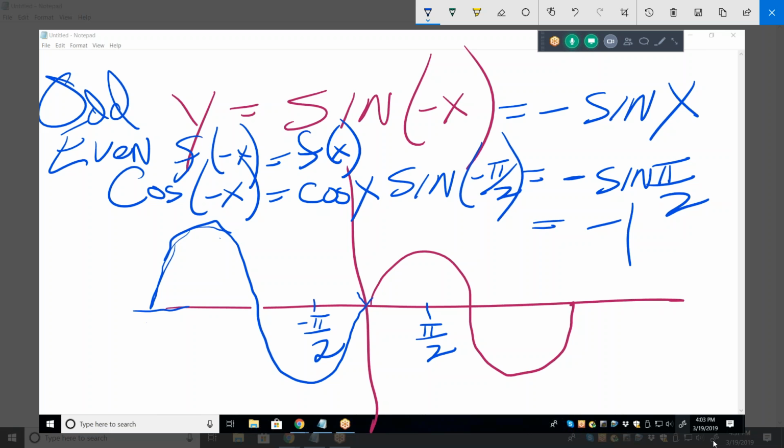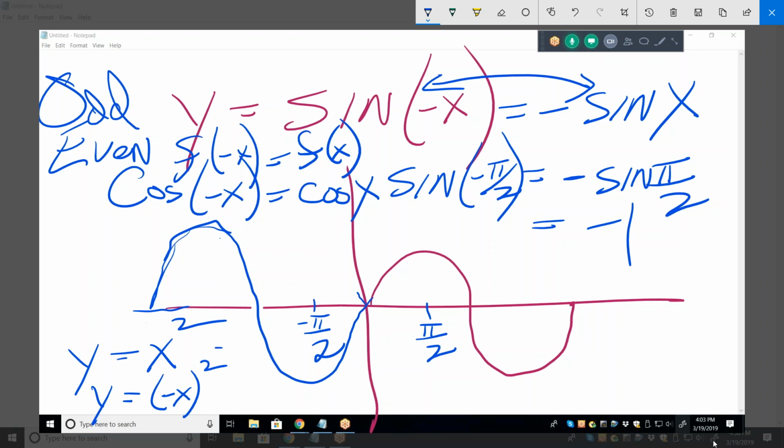The one thing that appears to be different is this. That negative sign does not mean reflected over the y-axis like it would with a polynomial. In other words, if I told you y equal x squared, and now I said y equal negative x squared, that would be a reflection over the y-axis, making it look exactly the same as it should. You can see that both of these are y equal x squared.